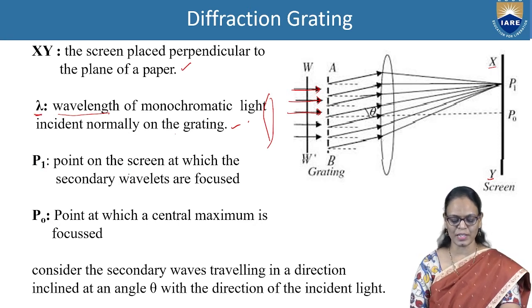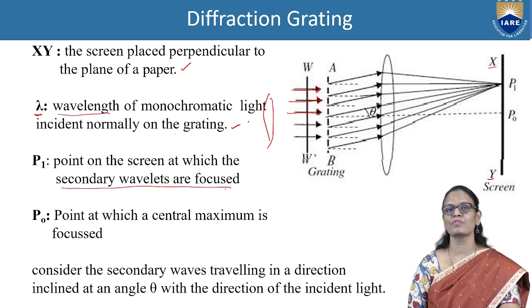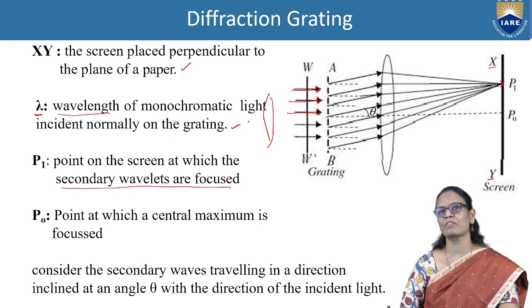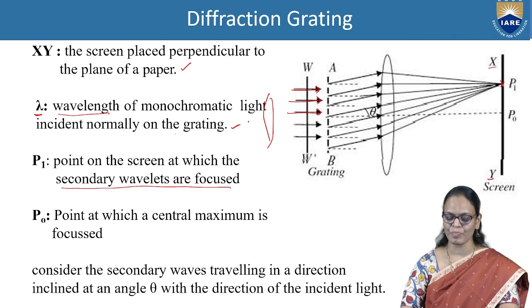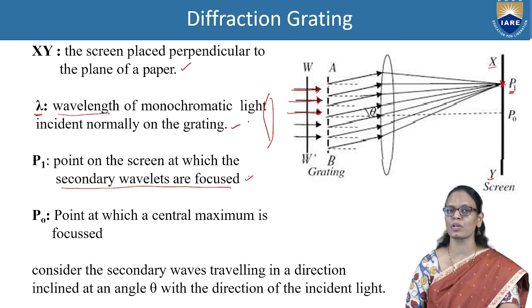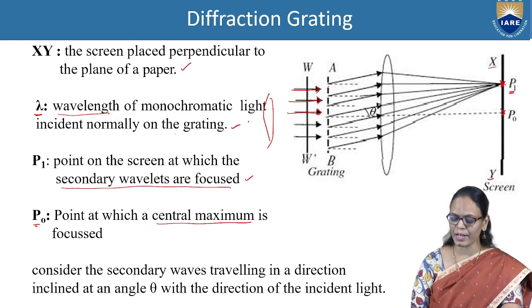P1 is the point on the screen at which the secondary wavelets are focused. So we are considering the point P1 at which all the secondary wavelets are focused. What are secondary wavelets? Each point on the slit acts as a source and sends out secondary wavelets. These wavelets interfere and arrive at a point P1. And P0 here is the point where we get the central maxima, meaning all the rays that are traveling straight will come here.